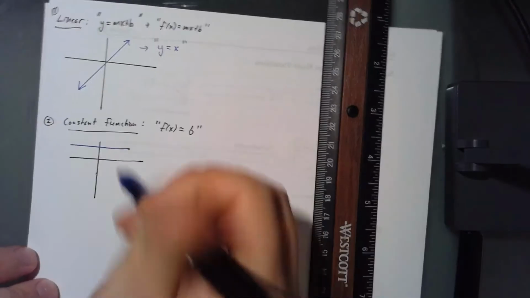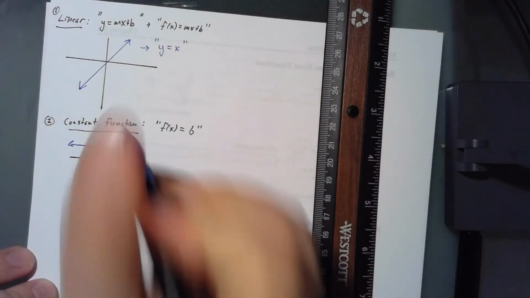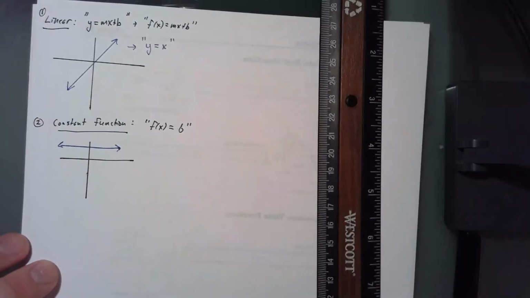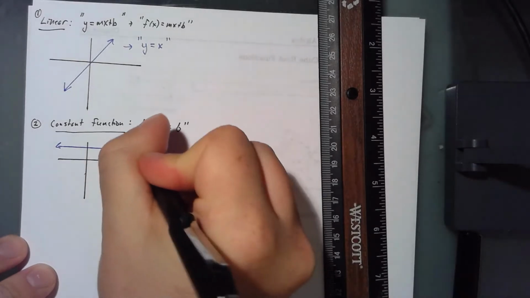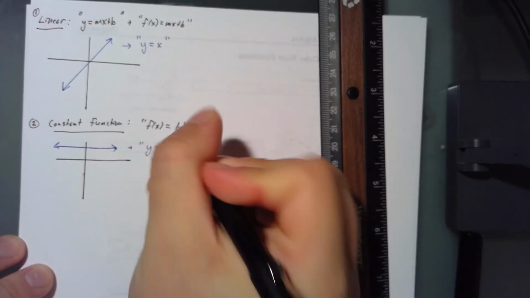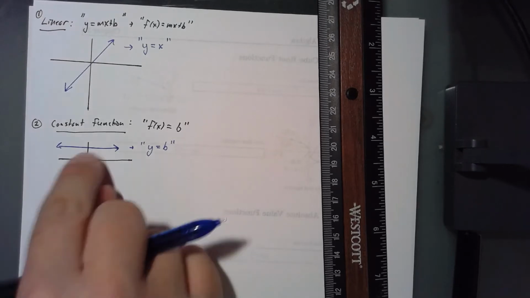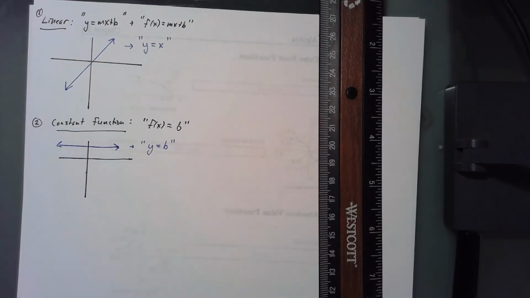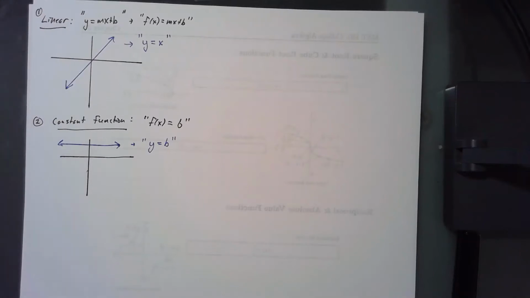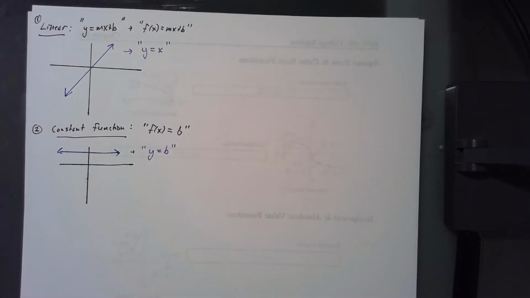Well, it is a horizontal line, it's just that my ruler, I'm making do with what I have here. So this is the line y equals b. That's a constant function. This is a horizontal line. You know this. These are very basic. They're things that you may or may not recall coming into this course.